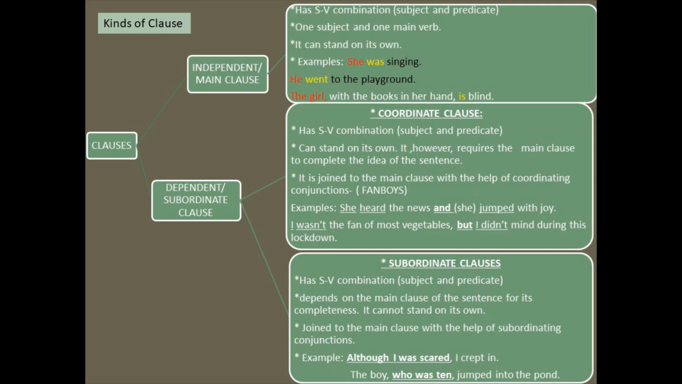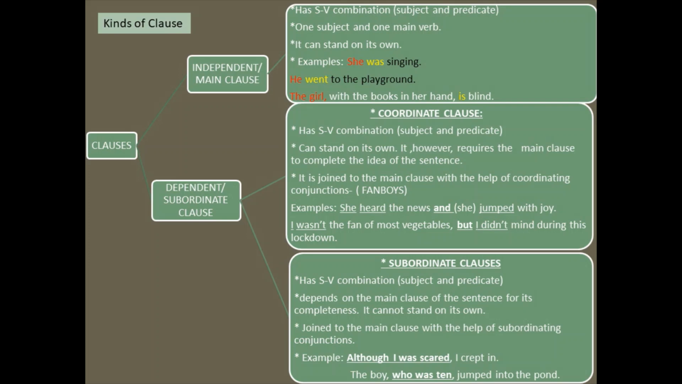Now see here again, there is one difference between coordinate clause and subordinate clause. Coordinate clauses were joined with the help of coordinating conjunctions, whereas subordinate clauses are joined with the help of the subordinating conjunctions. Okay. In coordinate clause, we have fanboys as the coordinating conjunction. Subordinate clauses have many subordinating conjunctions that we shall learn later as we read about the other clauses. Okay. See the example here.